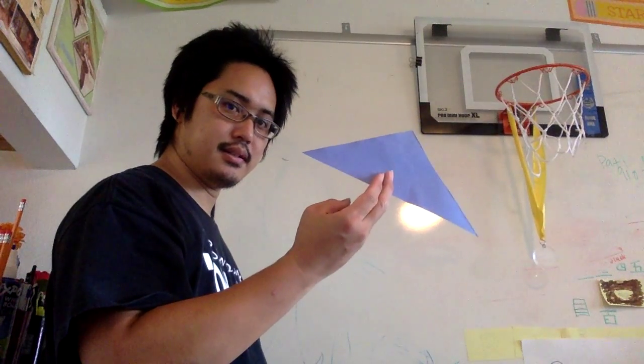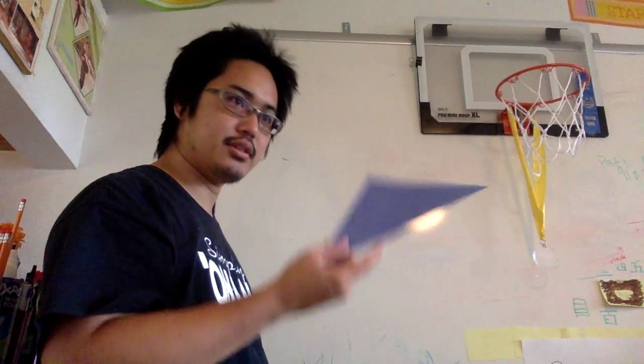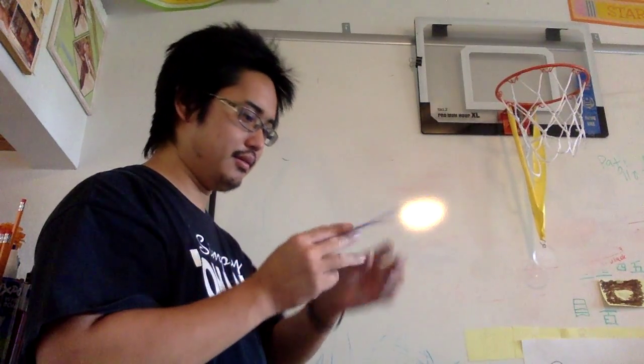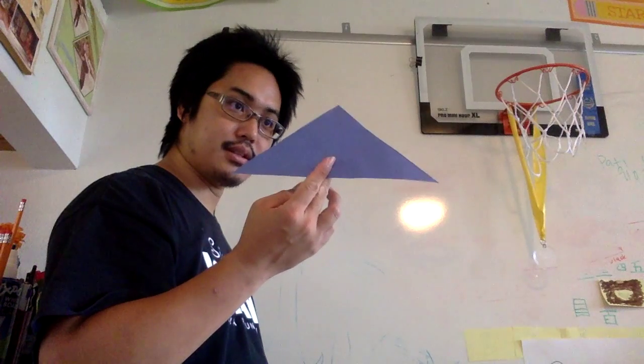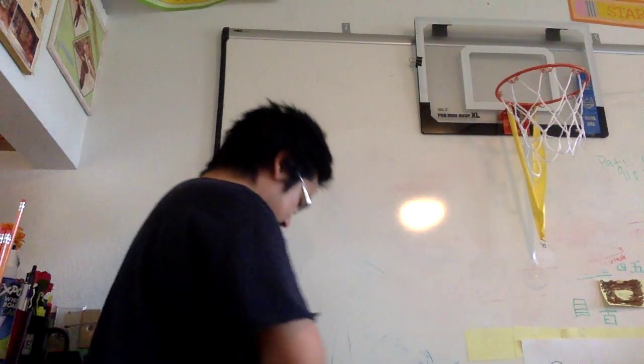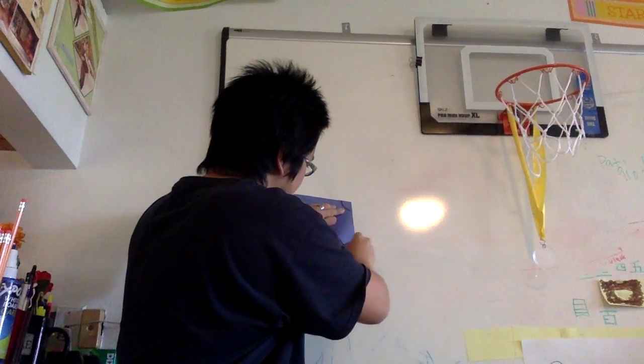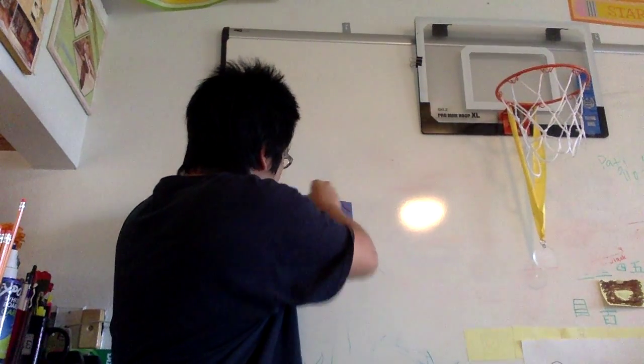What is this? Triangle. It's a triangle. How do you know it's a triangle? Because there's 3 sides. 1, 2, 3. Cool. There's also angles inside of that triangle. Here's the angles. Right here, right here, right here.